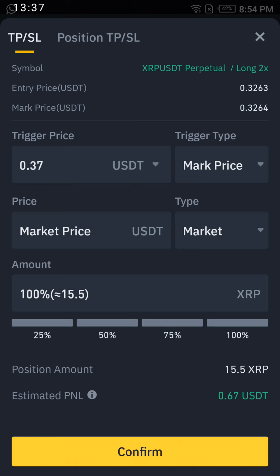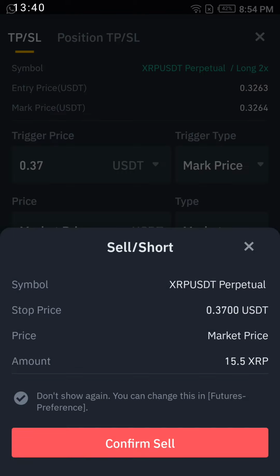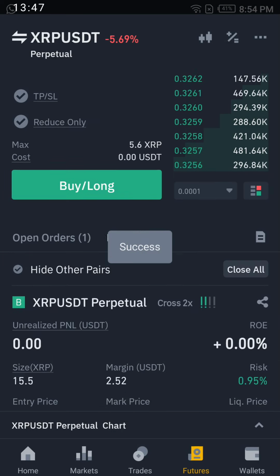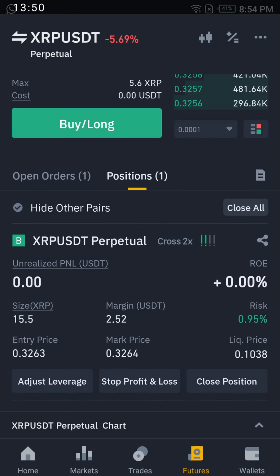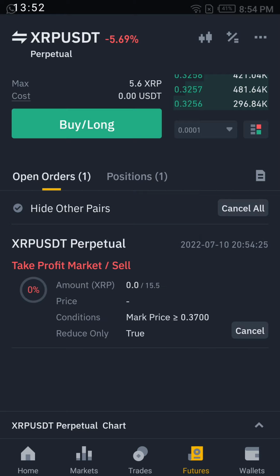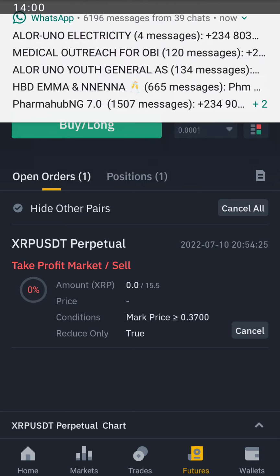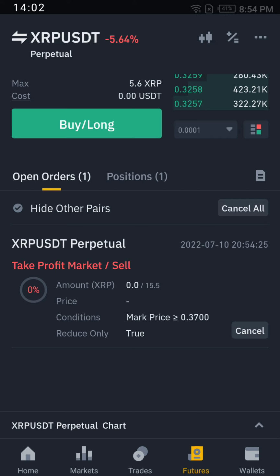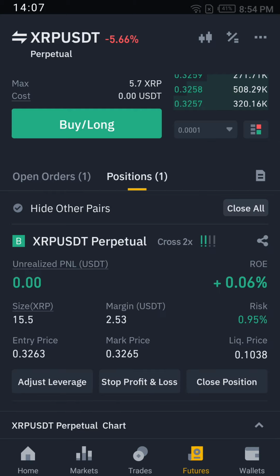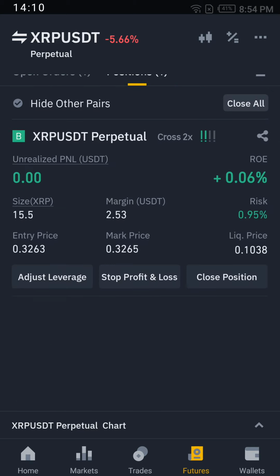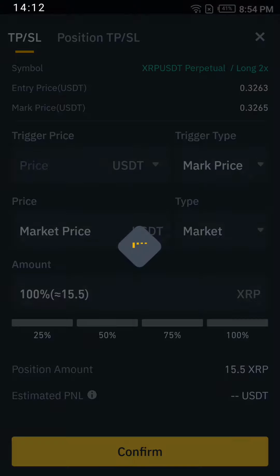So I have confirmed it. So you can see open orders. Once the price reaches this level, whether I'm online or I'm offline, it will close my trade and keep my profits. That is how it works.